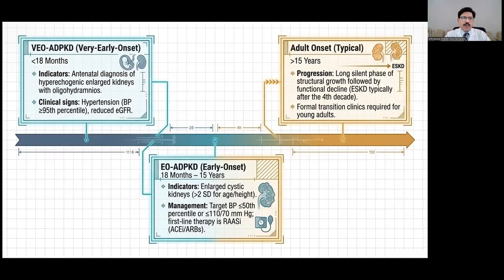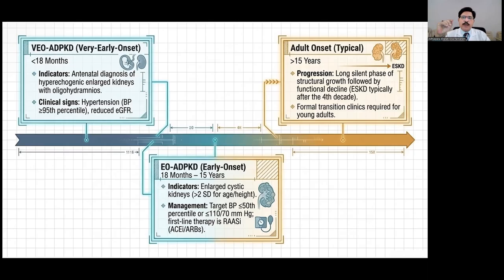Now, VEO-ADPKD. What is VEO? Very early onset. What are the indicators for that? Antenatal diagnosis of hyperechogenic enlarged kidneys with oligohydramnios. Clinical signs: hypertension more than 95th percentile and reduced eGFR. Intrauterine life itself, it will start.